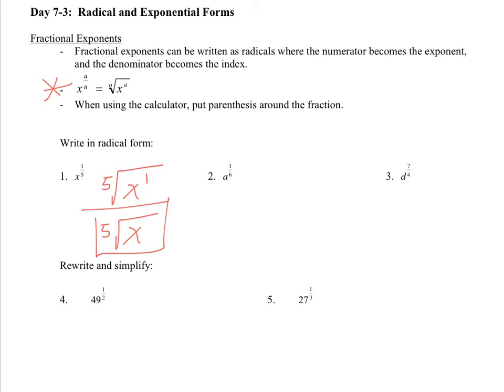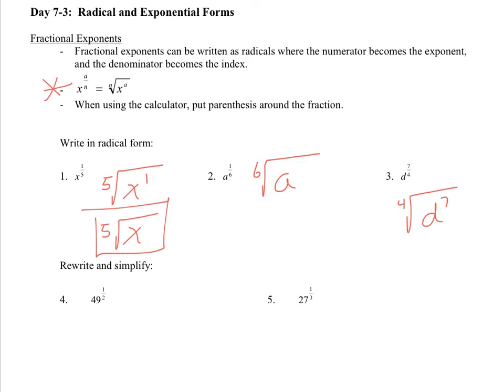Let's take a look at number 2. This would be the 6th root of a to the first, or just the 6th root of a. Now, please remember to make sure that number for the root is a small number, because it's the root. It's not actually 6 times the square root of. It's the 6th root of a. Let's take a look at number 3. This one's going to be the 4th root of d to the 7th power. Okay, not bad. Let's take a look at the rest of these.